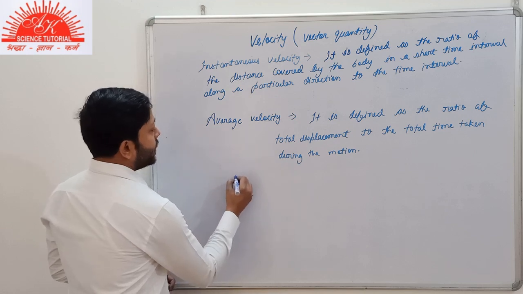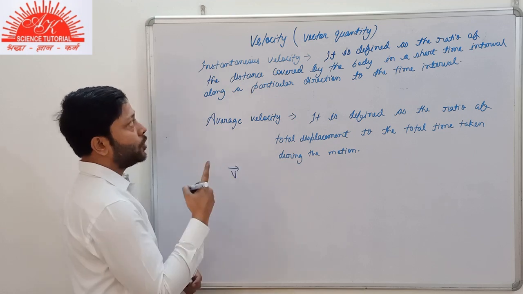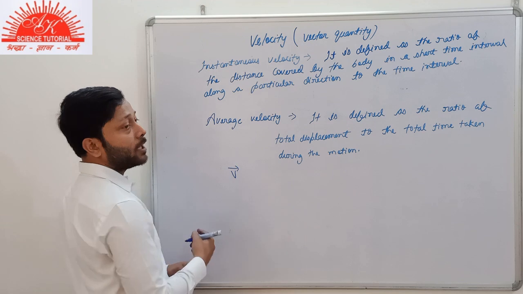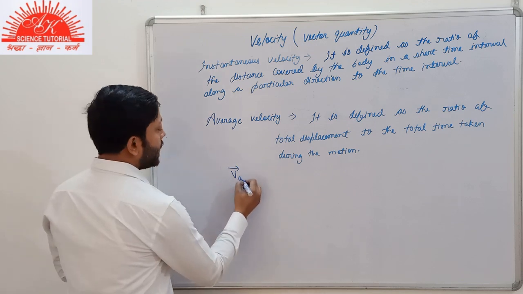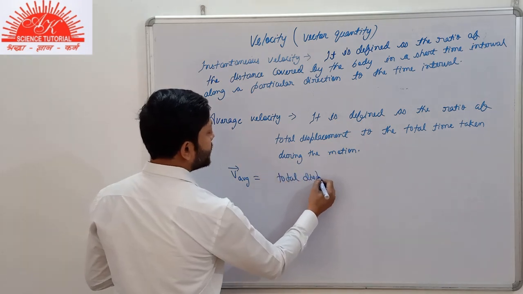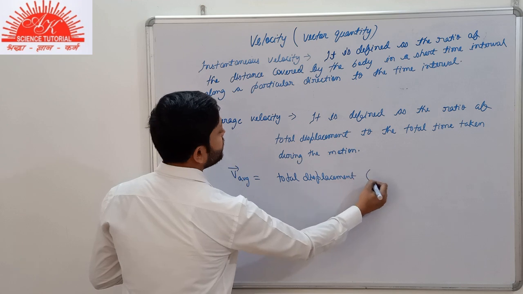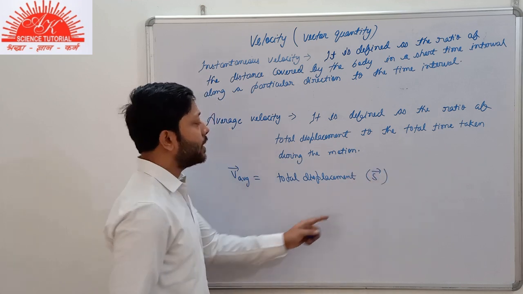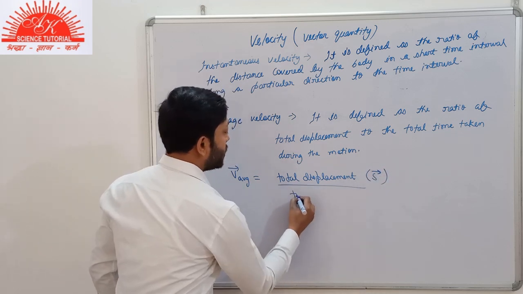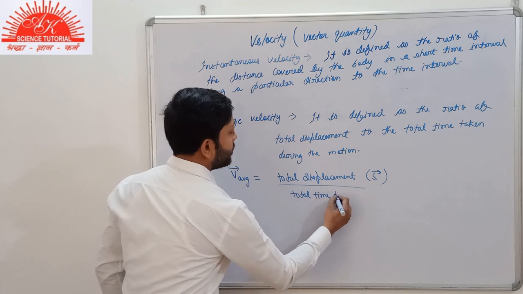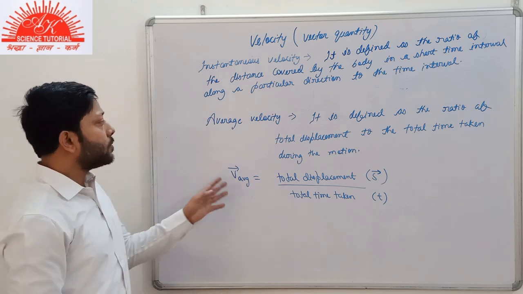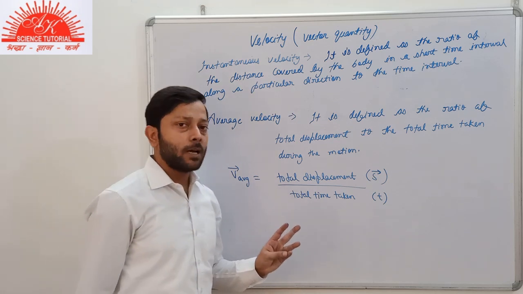So I'll write the expression here. Velocity is represented by the letter V, and above it we put an arrow. V average, that is the average velocity, equals total displacement, represented by the symbol S with an arrow above it, divided by the total time taken, denoted by small t. So that was average velocity. I'll give you a simple example for it.